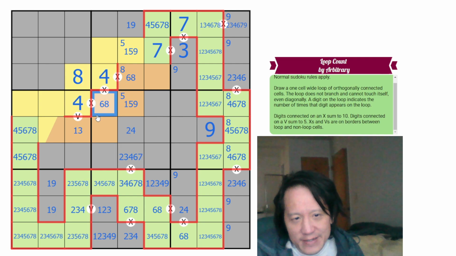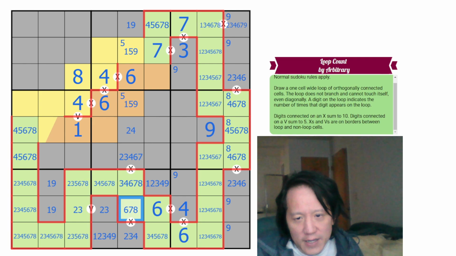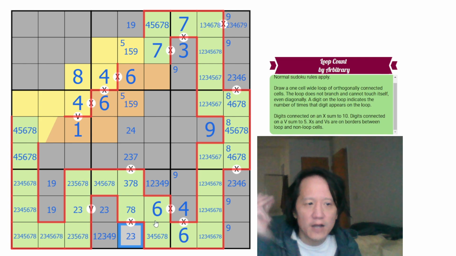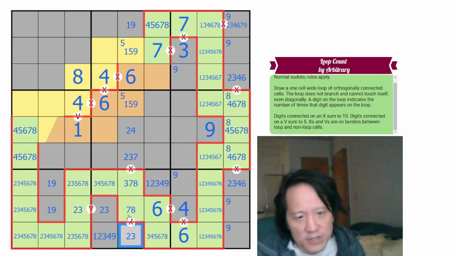4, 8, 4, 8, 6, 6. This is 1. This has to be 2 and 3, which makes this 4, 6, 6. So this can't be 6. This cannot be 6. No 4, 6. No 4. Oh, we have a 2, 3, 2, 3 pair. Ah, that's the contradiction. That's what I was looking for.